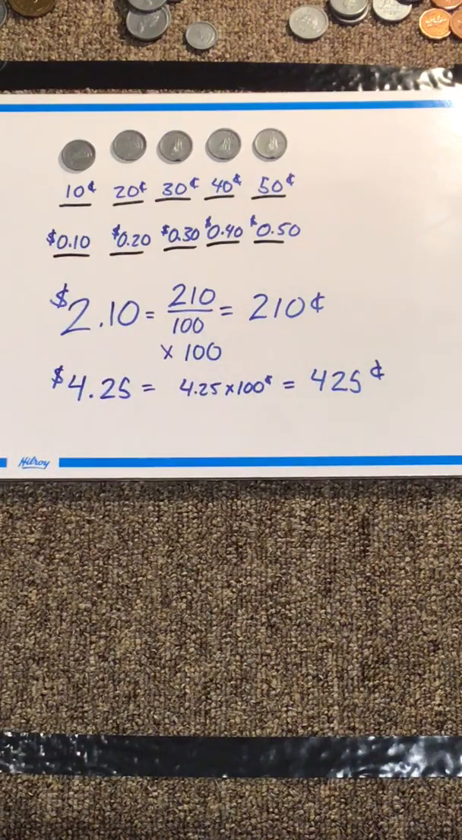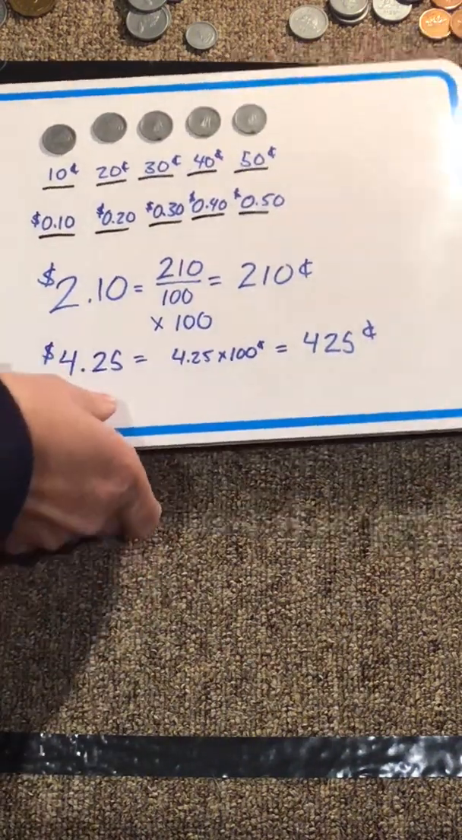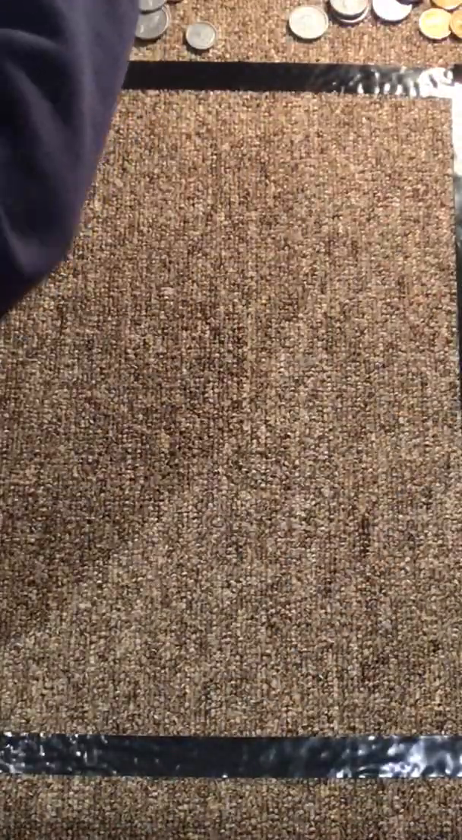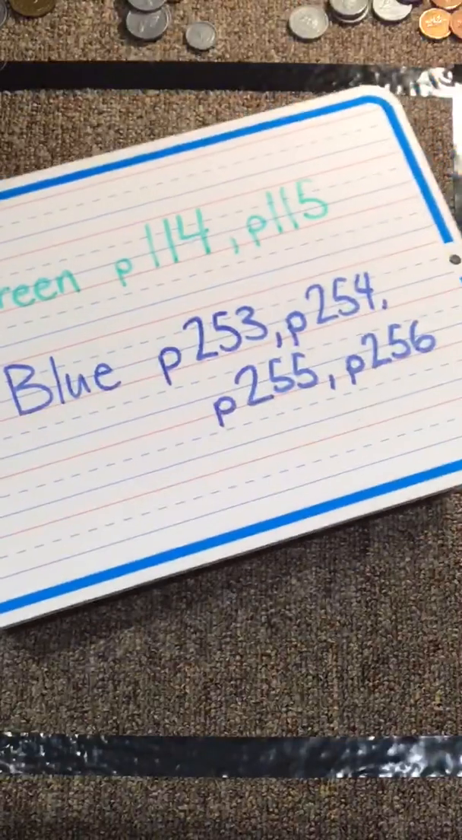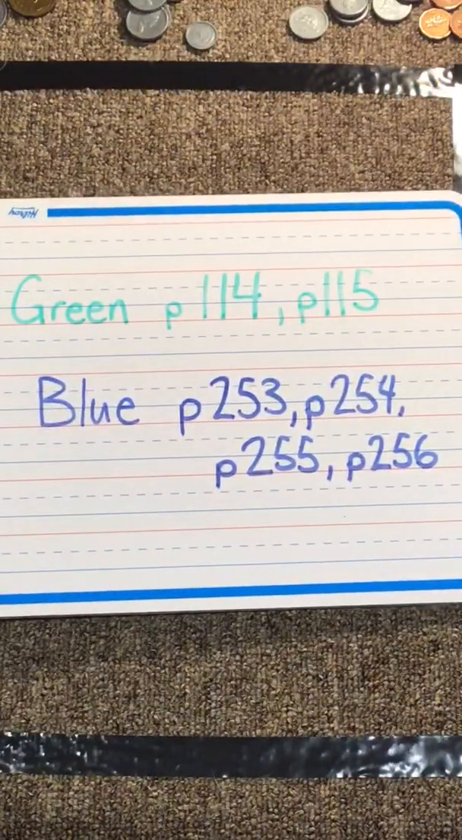Okay, hopefully that's pretty easy and you will be ready to do this week's math. So you need to know, what is this week's math? Well, this week, if you have a green math book, you're going to do page 114 and page 115. And if you have a blue math book, oh my goodness, big numbers, you're looking for the math book with the yellow stripe. Blue math book, you're going to do page 253, 254, 255, and 256.